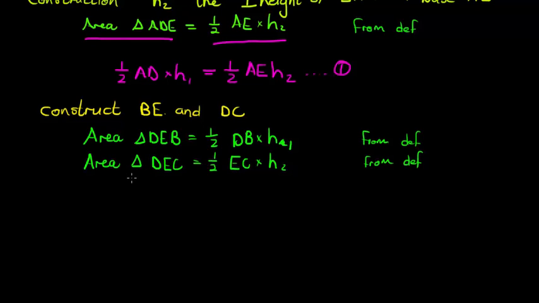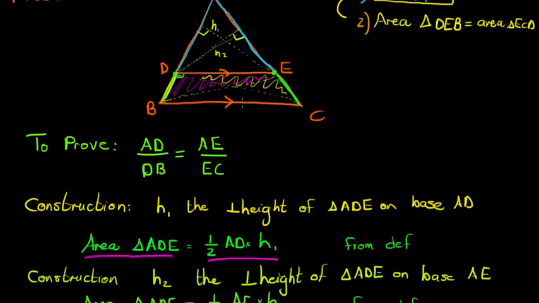Now we are going to say that the area of triangle DEB is equal to the area of triangle DEC. Not because they have the same formula. Let's go back. Why do these two triangles have the same area? Same base, same height, but we've proven that theorem already. It's triangles between parallel lines. You can use that as a reason.